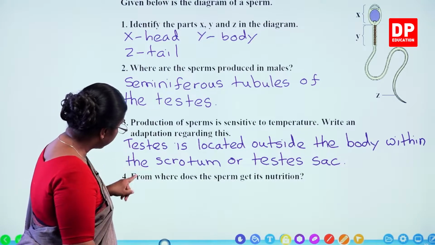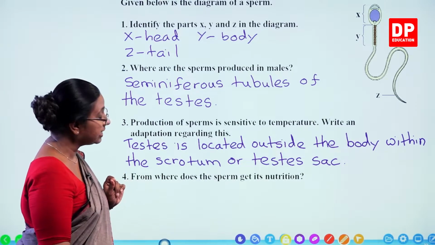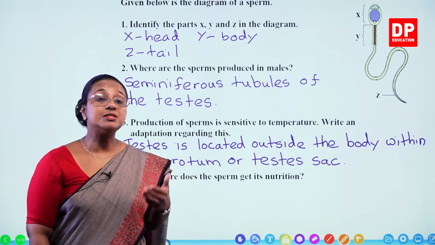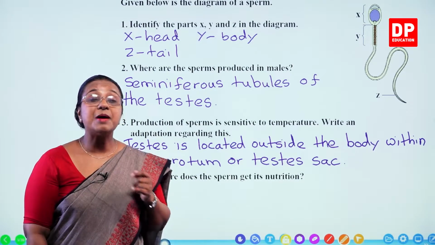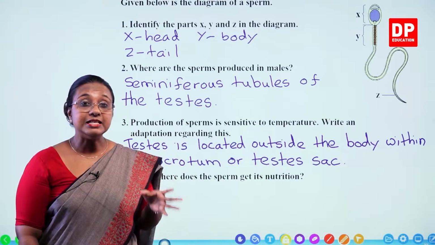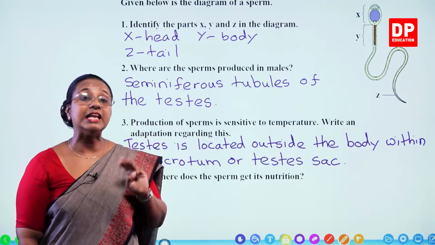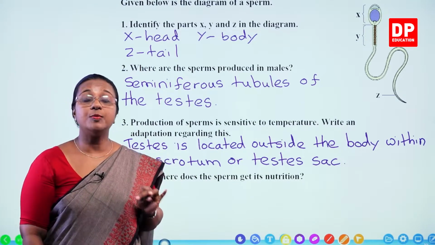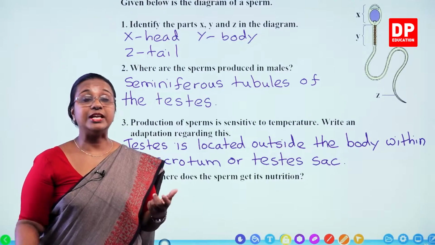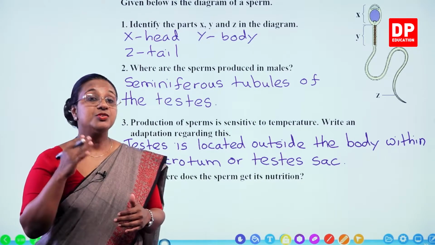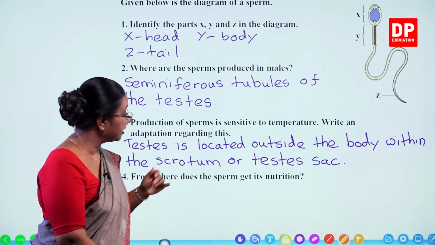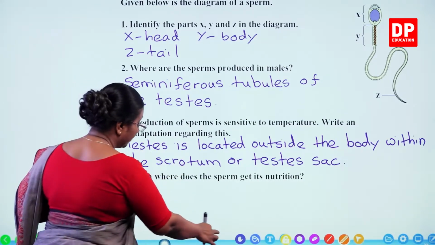The last part. From where does the sperm get its nutrition? Where does it get it? You all know normally the sperm is present in the seminal fluid or the semen. What is semen? It is the secretions from the three glands. Prostate gland, Cowper's gland and seminal vesicle. So, that is a white color fluid that contains the sperms. So, this white color fluid is the one that provides the nutrition for the sperms. That is what we need to write here.